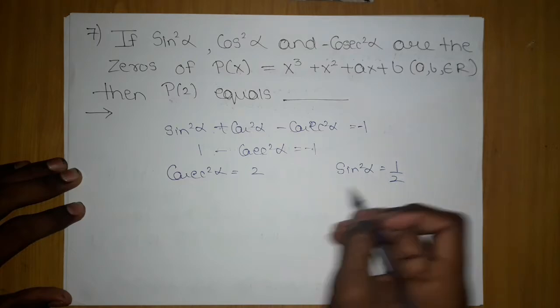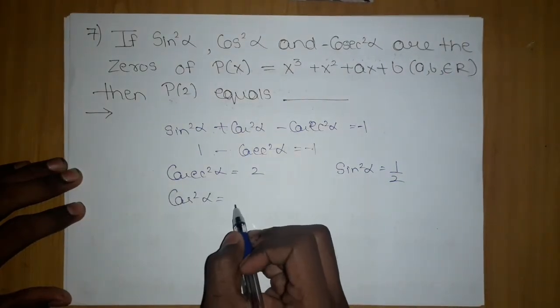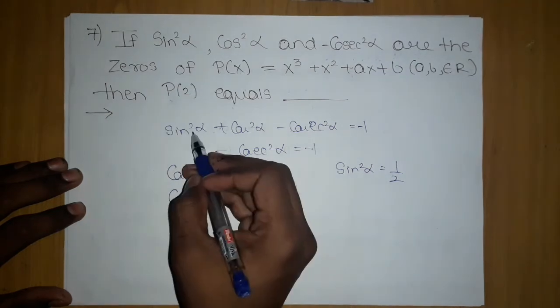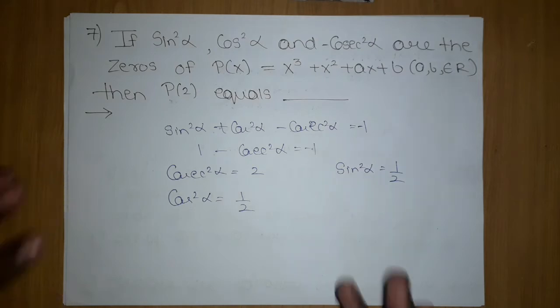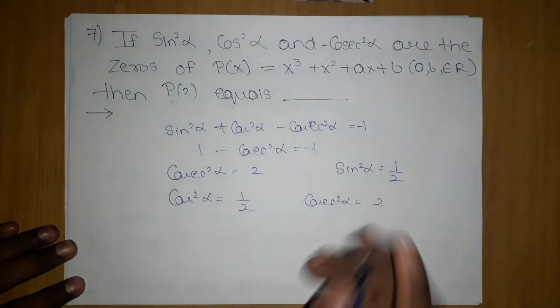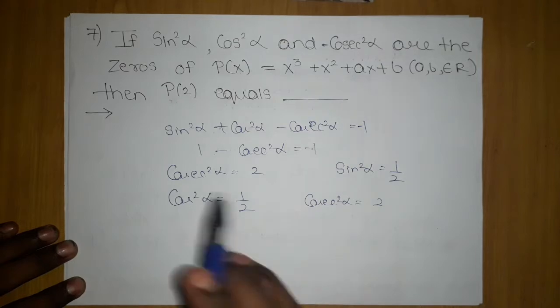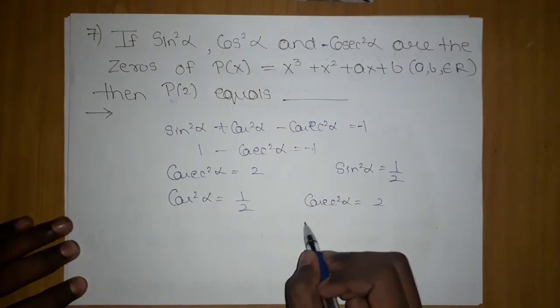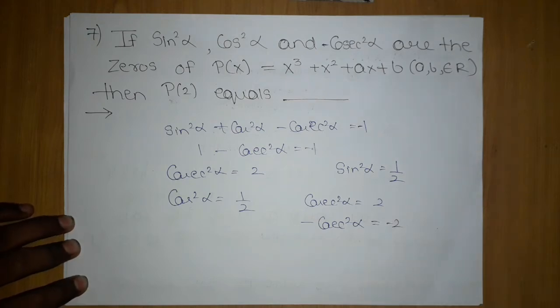But if I got sin square alpha, cannot I get cos square alpha? Using the formula sin square alpha plus cos square alpha equals 1, it is 1 upon 2. Now we got sin square alpha and cos square alpha. These are the two roots. Now we got cosec square alpha as 2, but if you see properly, be careful. This is minus cosec square alpha which is the root. So if I multiply by minus, we are getting minus 2. So minus 2 is the root.